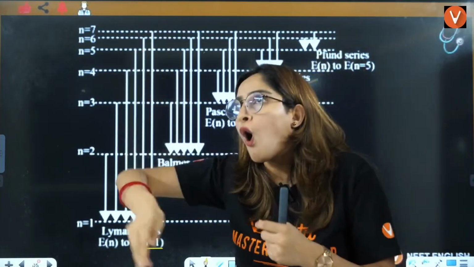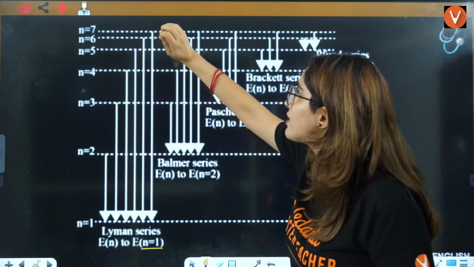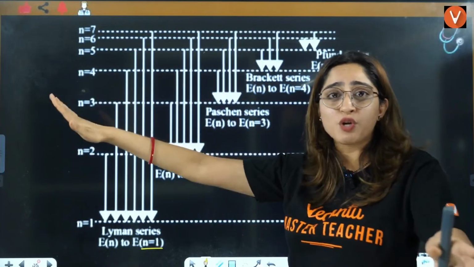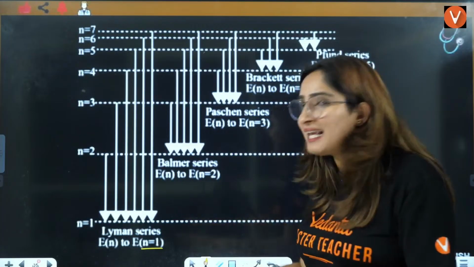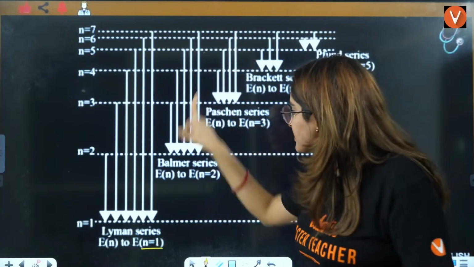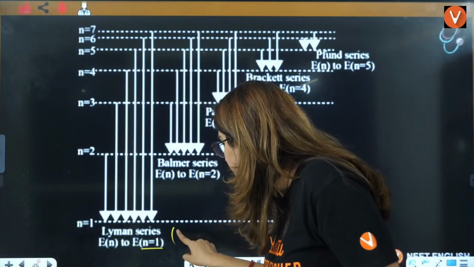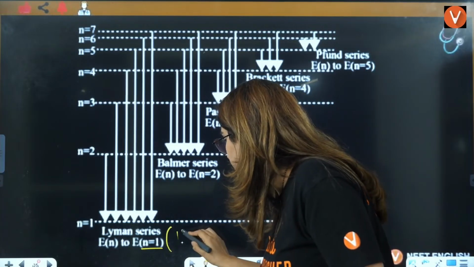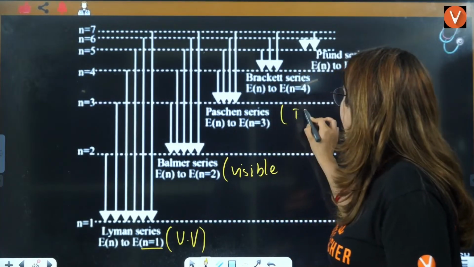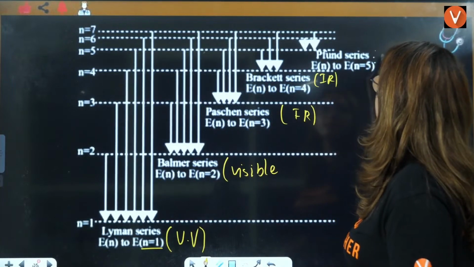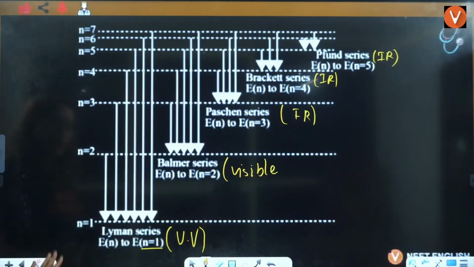What is Lyman? All the lines, whether coming from n is equals to 2 or 3 or 4 or 5 or 6 or 7 or 8 or 9 or n is equals to infinity, if they are coming towards n is equals to 1, that is Lyman. Any line coming from any N2 but coming towards n is equals to 2 is Balmer. Lyman lies in the UV region. Balmer lies in the visible region. The others lie in IR. Rest of them, they have not specified. These are the specified lines.